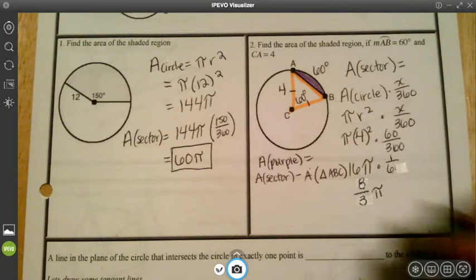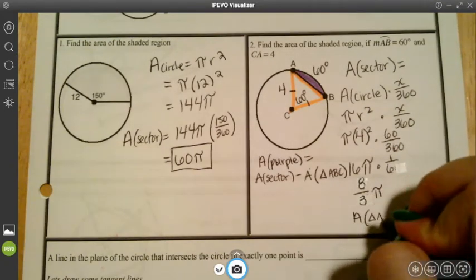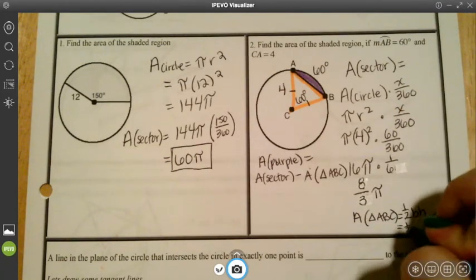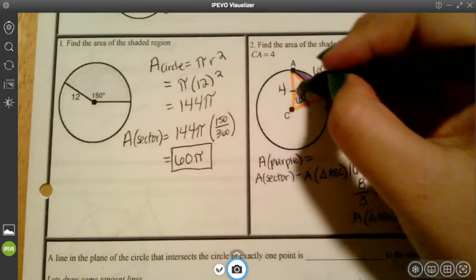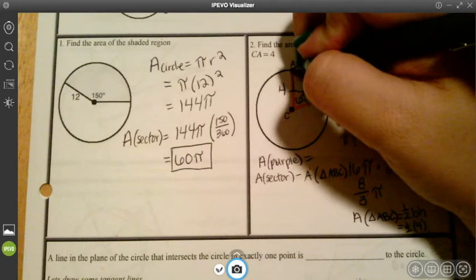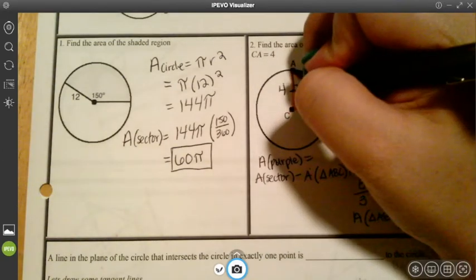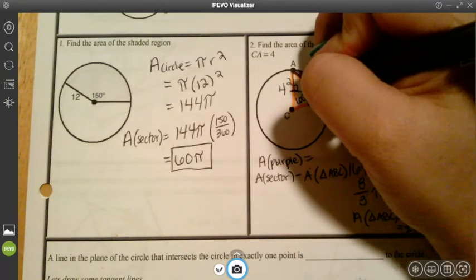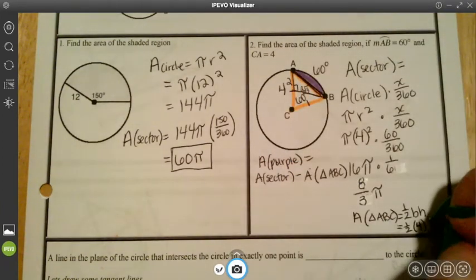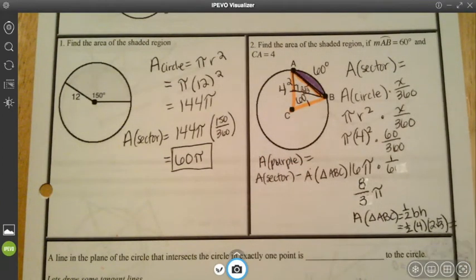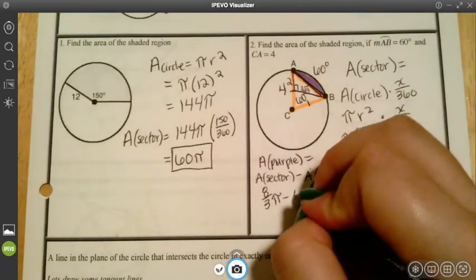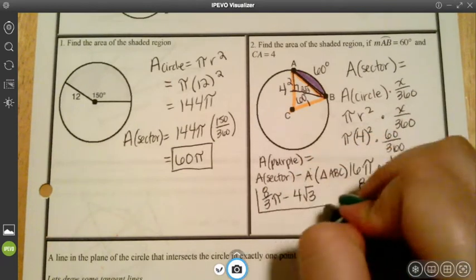How do we find the area of triangle ABC? Area of triangle ABC equals 1/2 base times height, which is 1/2. We can use 4 as our base, that's our radius. How do we find our height? Well, if we split an equilateral triangle in half, that creates a 30, 60, 90 triangle. This will be 2, so that this will be 2 root 3. And that gives us a total of 4 root 3 as our area of the triangle. So we have 8 over 3 pi minus 4 root 3. This would be the exact answer.